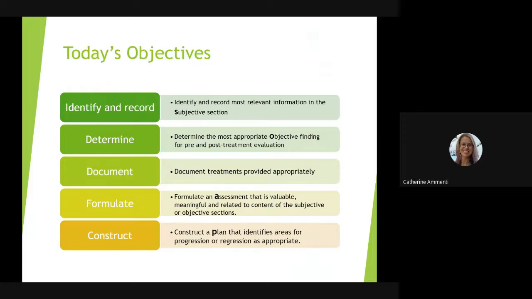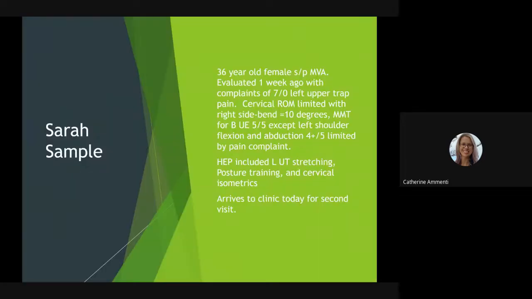So here's a sample patient. Sarah Sample is a 36-year-old female status post motor vehicle accident who was evaluated a week ago. She had complaints of 7 out of 10 left upper trap pain. Her cervical range of motion was limited, with right side bending being 10 degrees. Manual muscle testing was normal, 5 out of 5 for bilateral upper extremities, except for the left shoulder, where flexion and abduction were 4 plus out of 5 and limited because of pain.